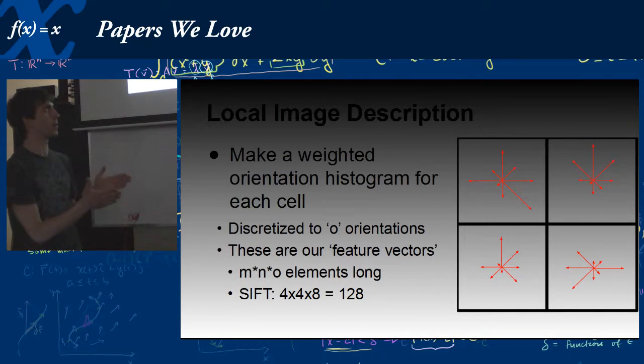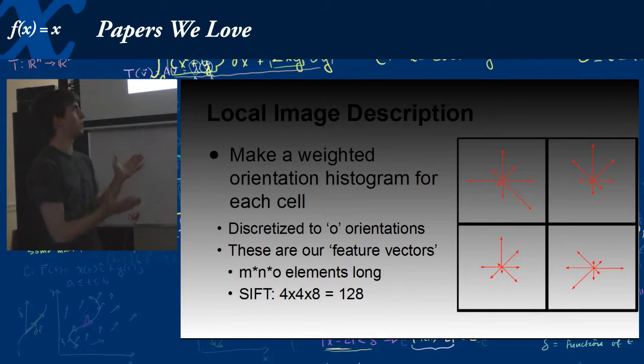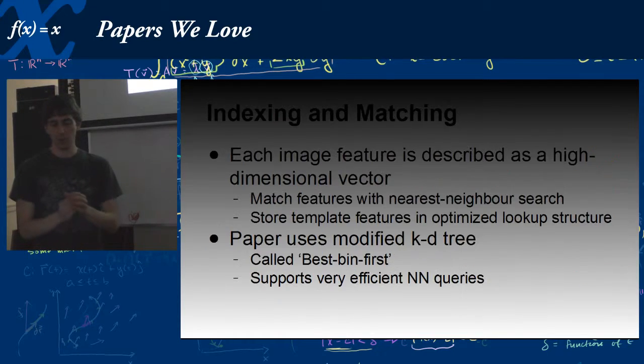You just take your numbers associated with this, so the weight that fell into each of the directions, and combine them together into a big, long vector. In the case of SIFT, they use four cells with four pixels each and eight directions in each, and so you get a 128 element vector of just real numbers, and that describes that location on the image fairly well. So once you have a big vector like that, all that remains is to match it against other vectors. So really all you need to do is just do a nearest neighbor search in some kind of lookup structure.